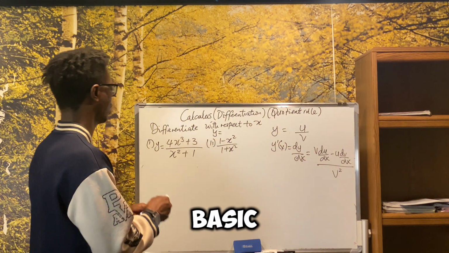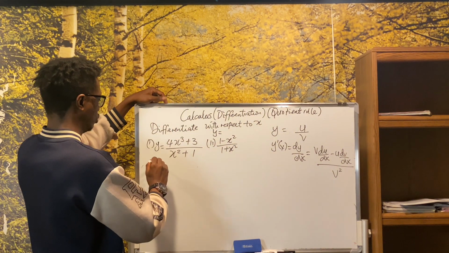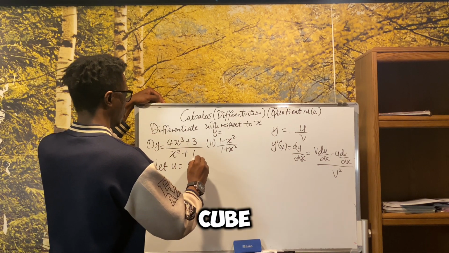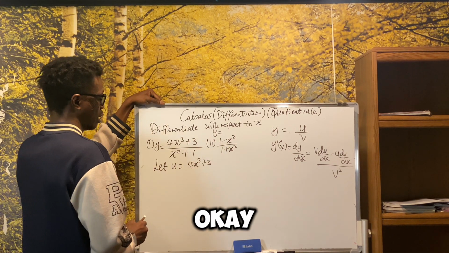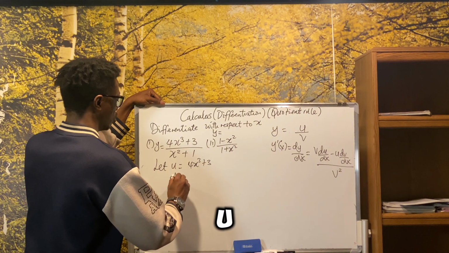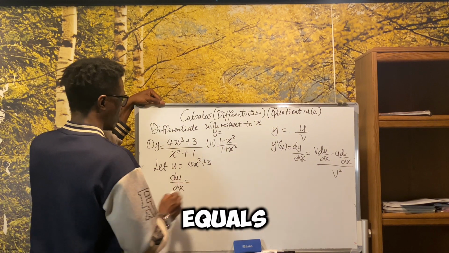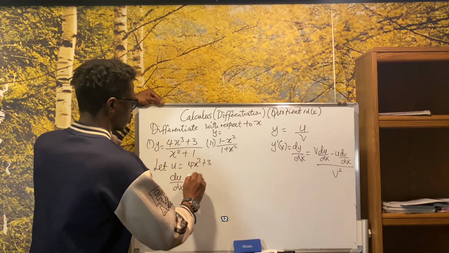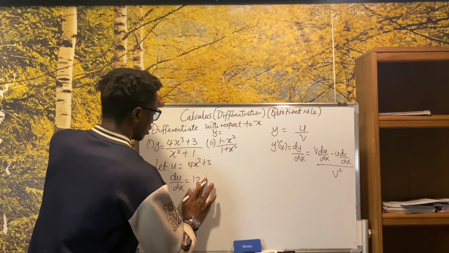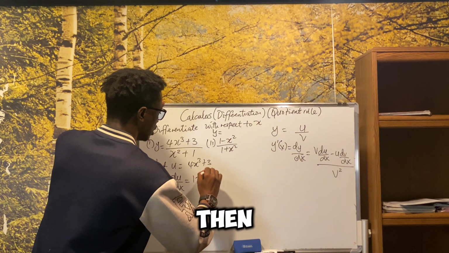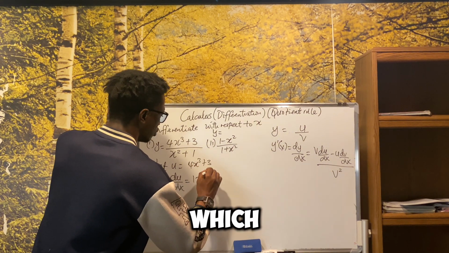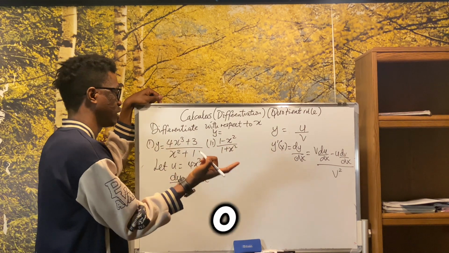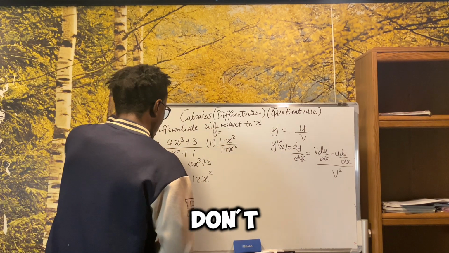We've gotten the basics. All you have to do, first of all, is let u equal the top function, which is 4x cubed plus 3. Okay, now you differentiate: du over dx, the derivative of u with respect to x. When you differentiate this, multiply this by this, it becomes 12x. Then the power becomes 3 minus 1, which is 2. Okay, now when you differentiate a constant, it's 0, so we don't have to bother about that.